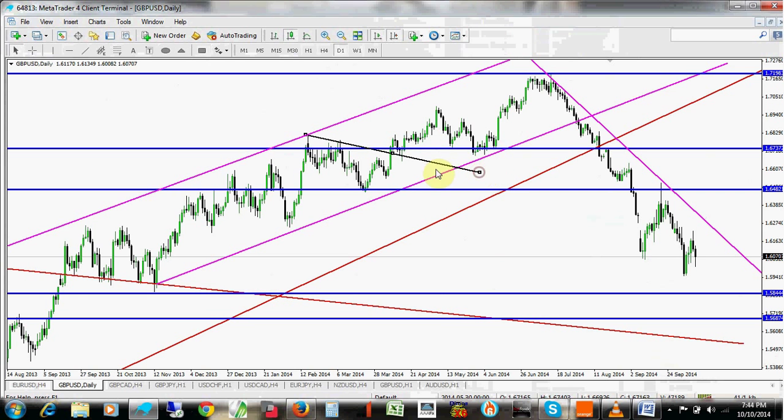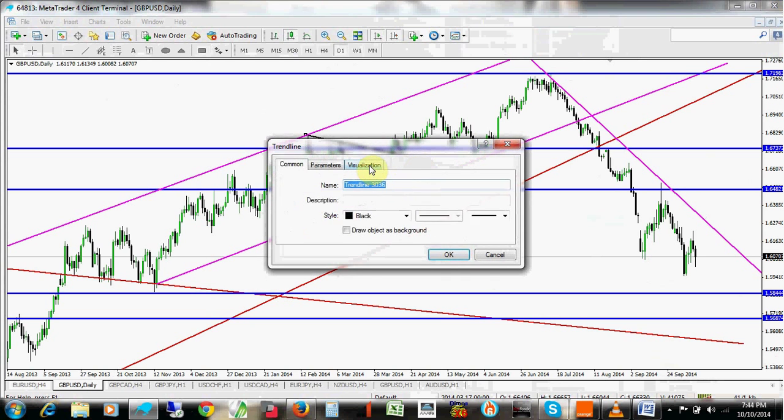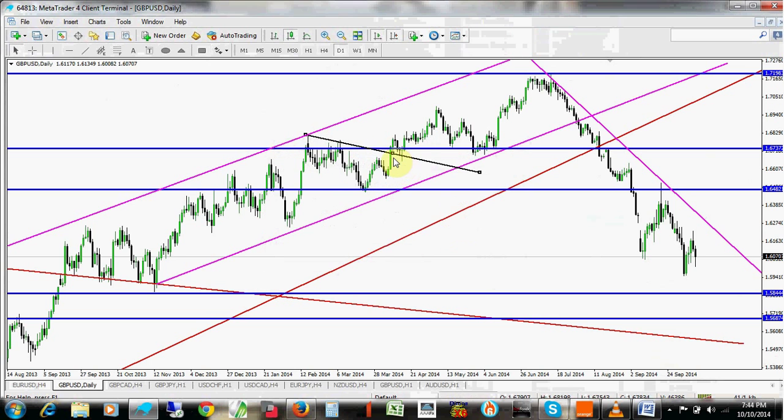That's a resistance being broken. Okay. Then I want this to be seen in 4 hours. So I'll just go to trendline properties, visualization. I want it to be seen only on daily and 4 hour and 1 hour. So when it goes to weekly chart and monthly chart, you don't see it. So I duplicate it. I don't want to keep on repeating doing the same thing. So that's how you see.